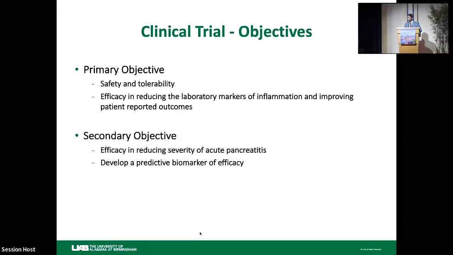The primary objectives of this trial include determining the safety and tolerability of pirfenidone in patients of AP, as well as determining the efficacy of pirfenidone treatment in reducing the laboratory markers of inflammation, and to check whether it is able to improve patient-reported outcomes. And this is one of the first studies to include patient-reported outcomes as the primary objective. Although the population size is low, that is 30 per group, so this trial is not sufficiently powered to look at the efficacy of pirfenidone in curing acute pancreatitis, but still we have included that as a secondary objective, and also to develop a predictive biomarker to check for pirfenidone efficacy.